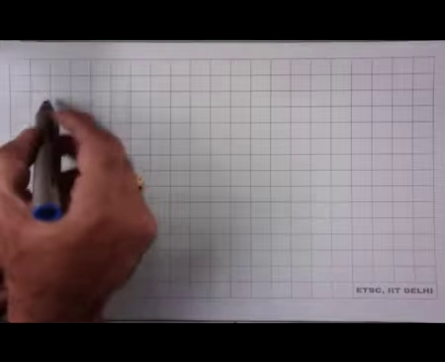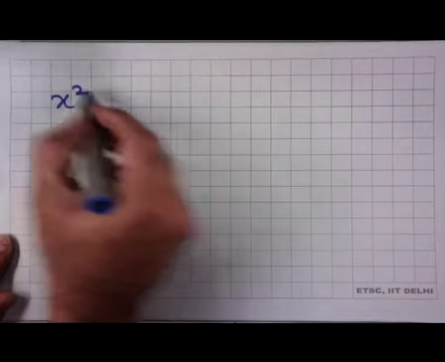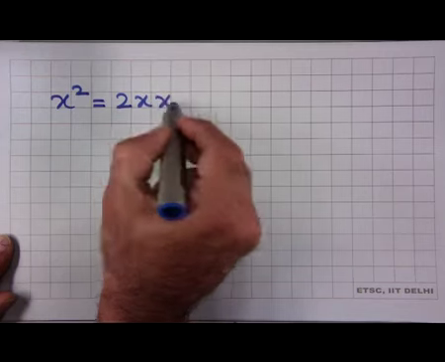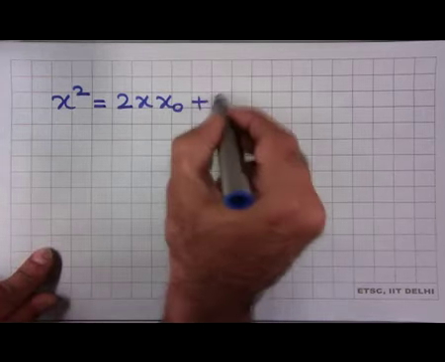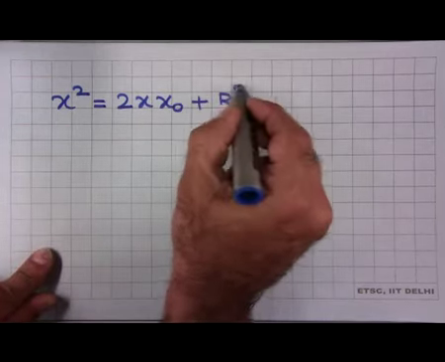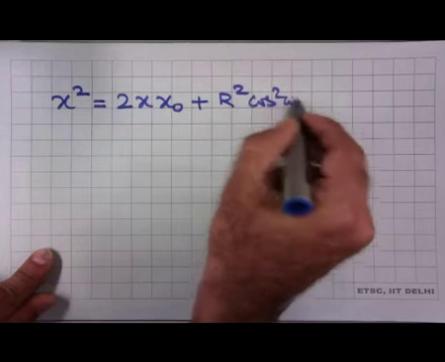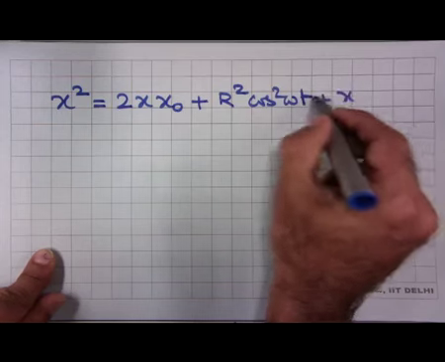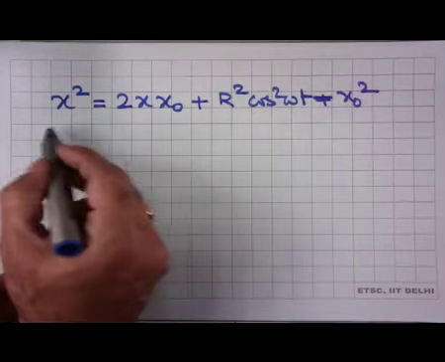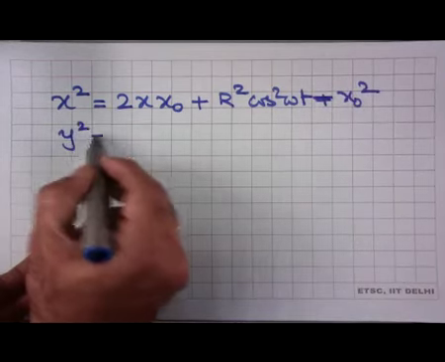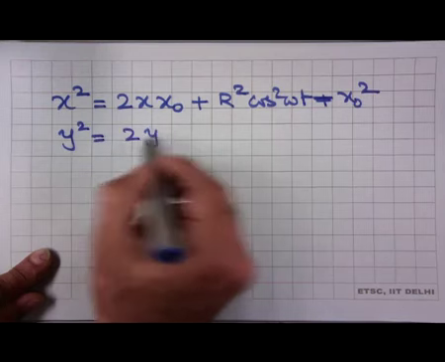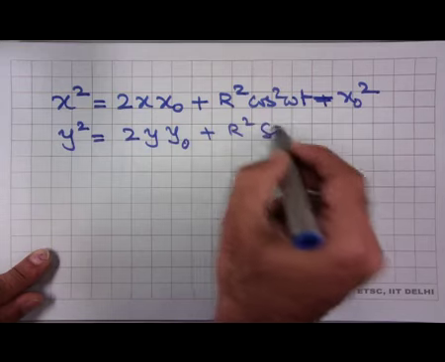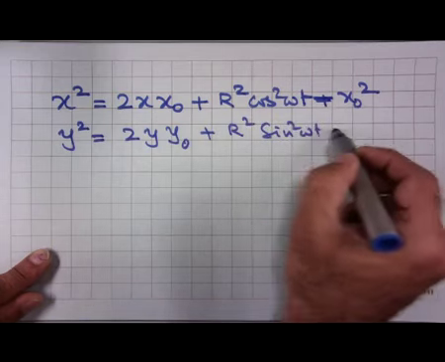For example, I will write x squared is equal to 2x x naught plus r squared cos squared omega t, that is what I am going to get, plus x naught squared minus x naught squared. Similarly, y squared is equal to 2y y naught plus r squared sin squared omega t minus y naught squared.